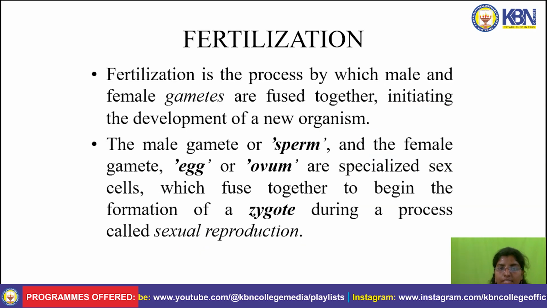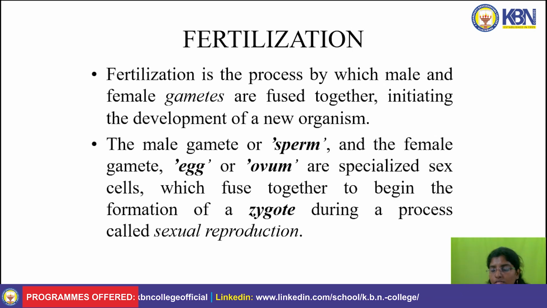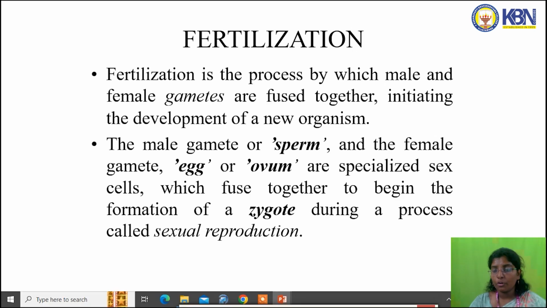Next topic, fertilization. We all know that fertilization is the process in which the male and female gametes fuse together, and this process initiates the development of a new organism. The male gamete is called the sperm and the female gamete is called the egg or ovum. These specialized sex cells fuse together and form a zygote. This entire process is called sexual reproduction.